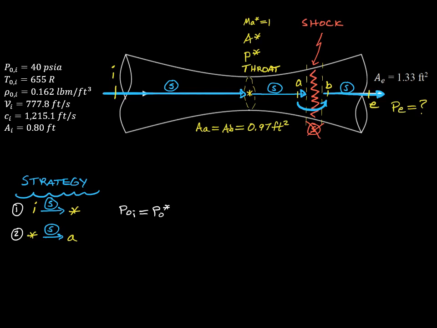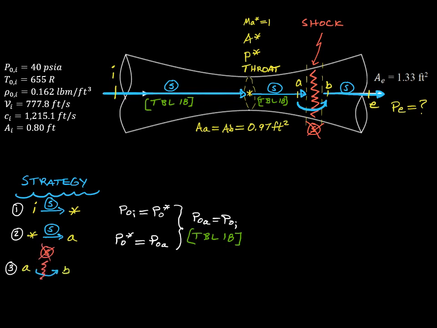The next step is we're going to go from the throat to state A, just prior to the shock. Again, this is isentropic flow, which means the stagnation pressure is the same. So between the throat and state A, the stagnation pressure remains unchanged. Those two ideas lead us to the stagnation pressure at A being equal to the stagnation pressure at the inlet. In other words, we have a stagnation pressure of 40 psi at the inlet, at the throat, and at state A. And that'll allow us to use table 18 because we're in isentropic flow, so table 18 for both of those pieces.